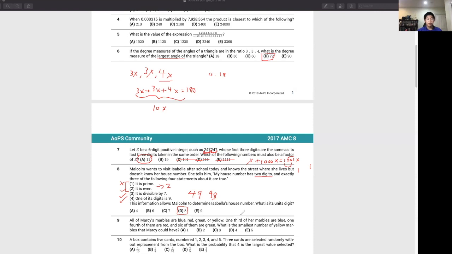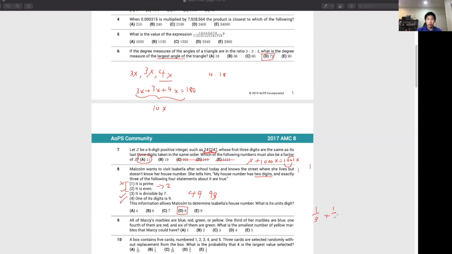Okay, next we have problem 9. All of Marcy's marbles are blue, red, green, or yellow. 1/3 of her marbles are blue, 1/4 of them are red, and 6 of them are green. What is the smallest number of yellow marbles that Marcy could have? So for this one, we're going to look at what fraction of the marbles are not blue or red. 1/3 are blue and 1/4 are red. So let's add those up first.